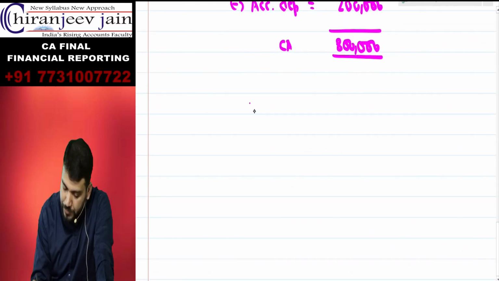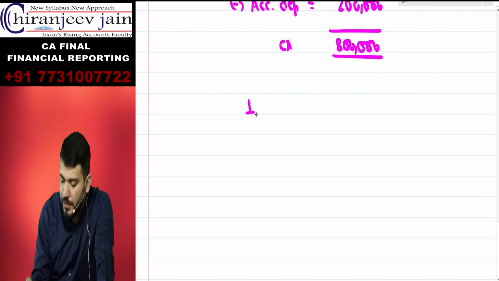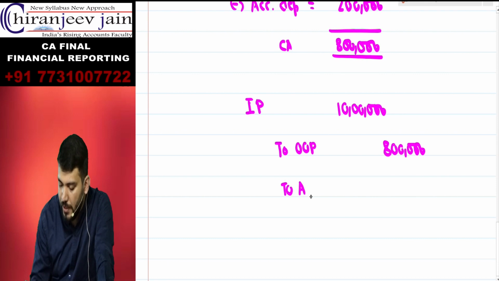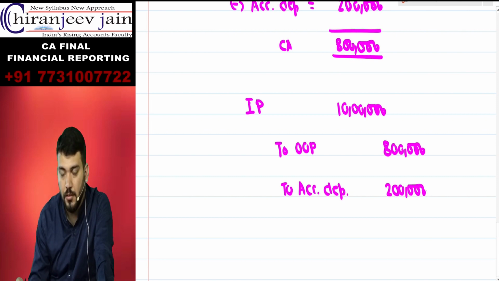So what do you write down? Batao? Investment property how much? 10 lakh. To what? To what? OP how much? 8 lakh. Difference is what? Credit. Accumulated depreciation how much? The correct journal entry. Whether this is correct journal entry?